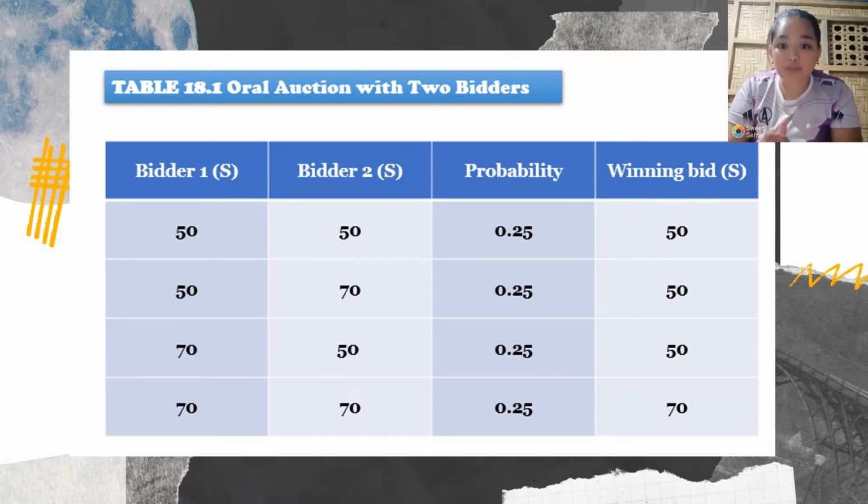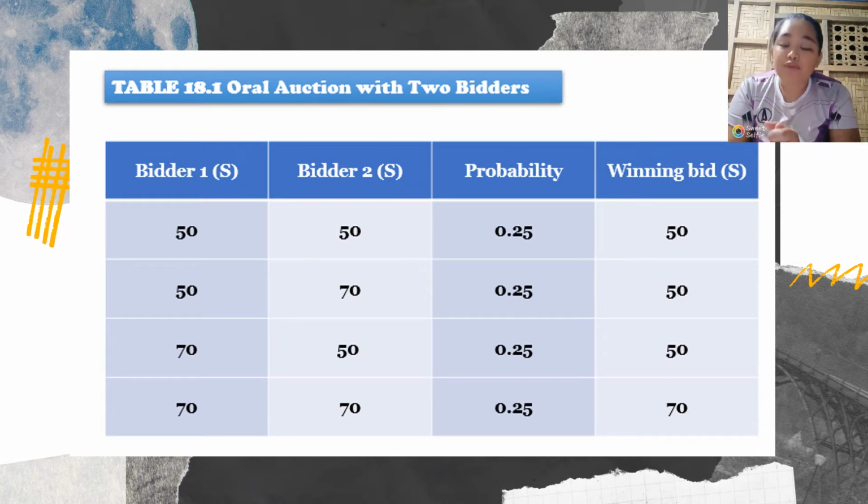Suppose instead that the store uses an oral auction among the two buyers. The winning bid listed in the last column of Table 18.1 is equal to the second highest value. If the auctioneer gets lucky, he'll get two high-value bidders, and the winning bid will be 70. However, this outcome occurs only 25% of the time. The other 75% of the time the second highest value is just 50. The expected revenue of the auction is the weighted average of these two outcomes: 70 times 25% plus 50 times 75% equals 55.